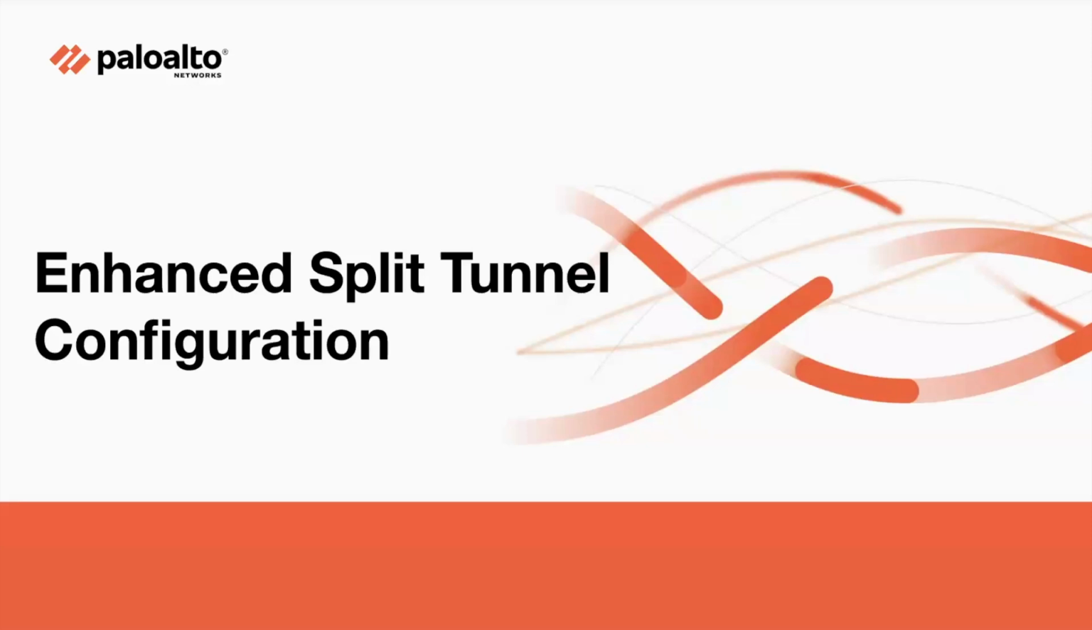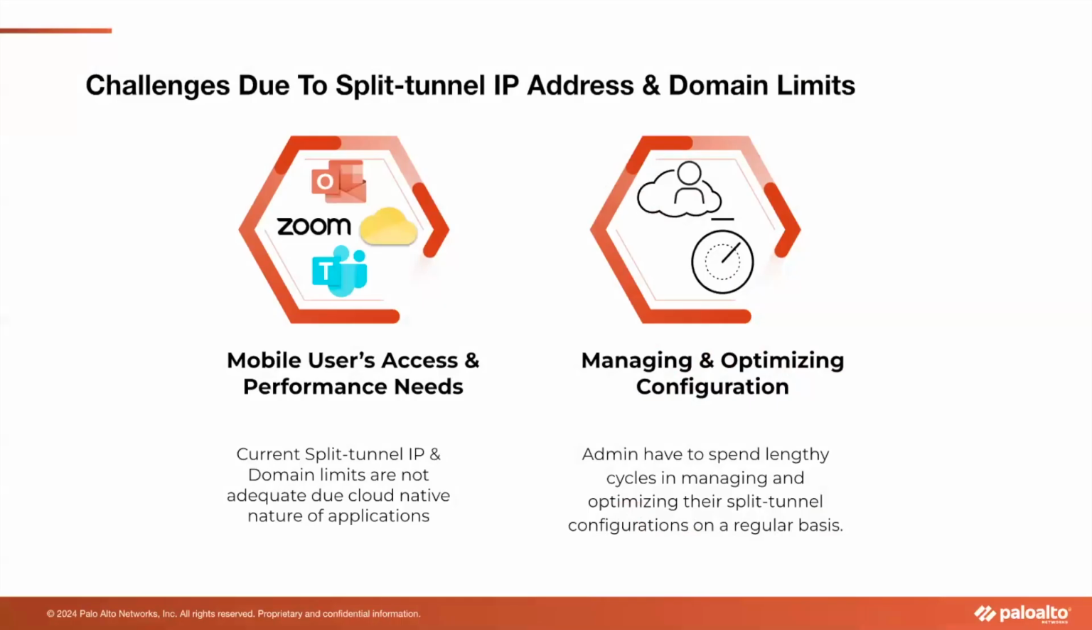I'm sure everybody is familiar with the split tunnel configuration, where we classify traffic that takes the direct path to the internet and traffic that goes through the tunnel. Now we have some limitations with respect to the split tunnel configuration. Basically, for your deployments, you're unable to meet the mobile users' access and performance needs because of the existing split tunnel domain and access route limitations and constraints.